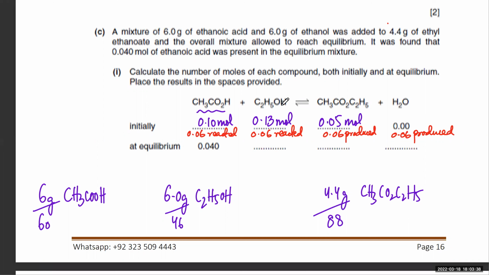So अब निकालो के 0.13 थे, 0.06 are gone, so you're left with how much? You're left with 0.07. Yes. 0.05 there and 0.06 are produced. So now there's extra 0.06. So it's going to be 0.11 moles, right? Yes. और उसके शुरू में तो थे ही नहीं, 0 थे, and now 0.06 got produced, so you're left with 0.06. Okay. So you found your equilibrium moles.